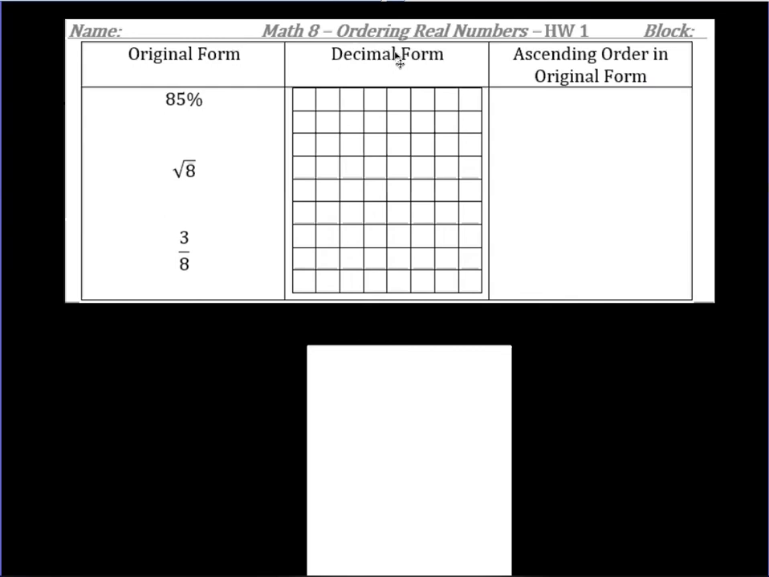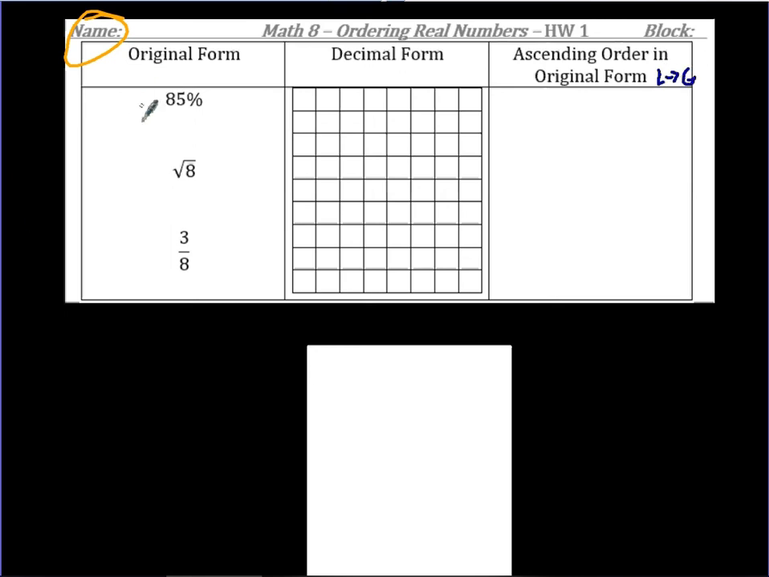And in this video, we're just going to be going over that ordering real numbers homework number 1. And we're going to still use that same strategy as always. Again, make sure you're writing your name at the top, and yours alone. Then, just like we've been doing, we want to list those original forms in the left column. In the middle column, we're going to write our decimals, and then on the right we will have the order in original form. And specifically for this one, we're going to do ascending order, so that means least to greatest.